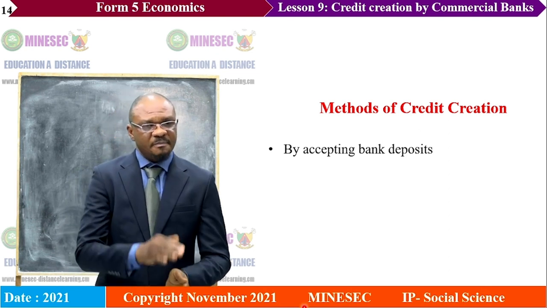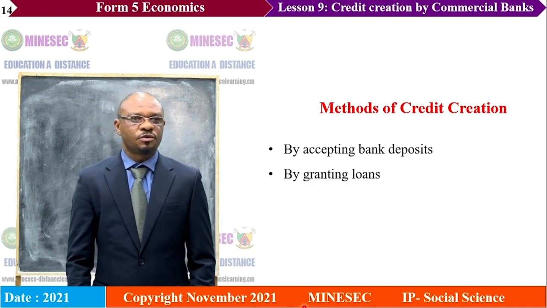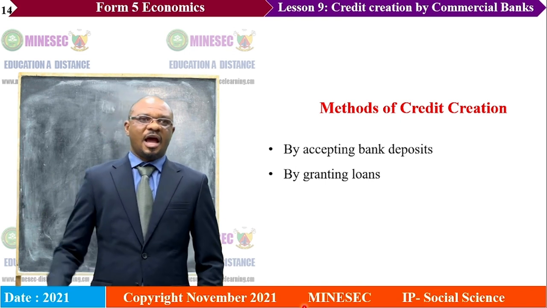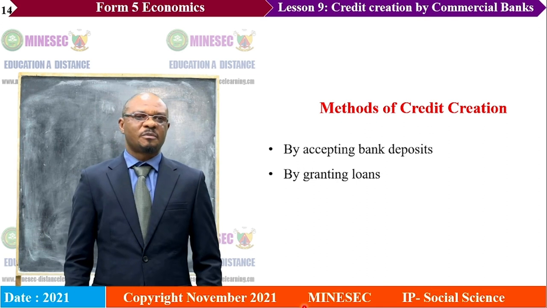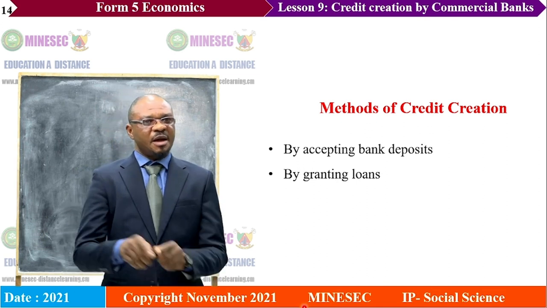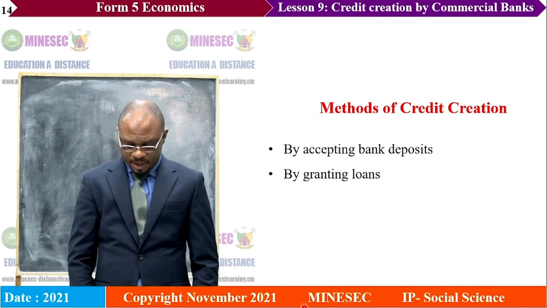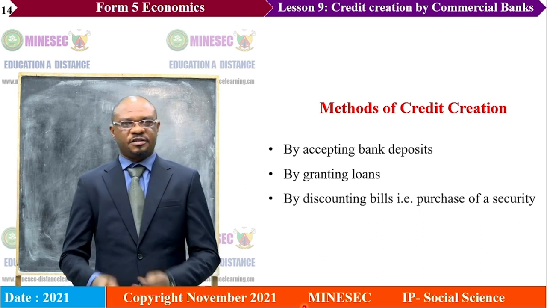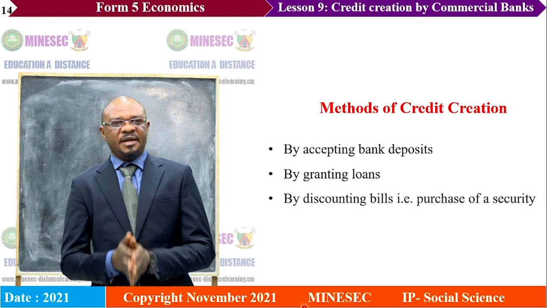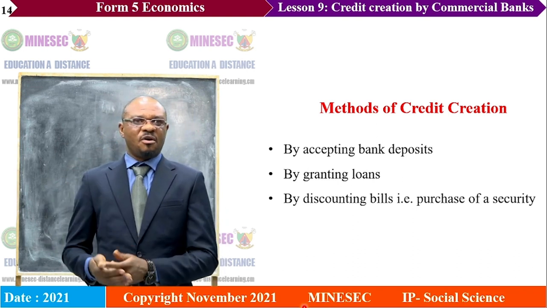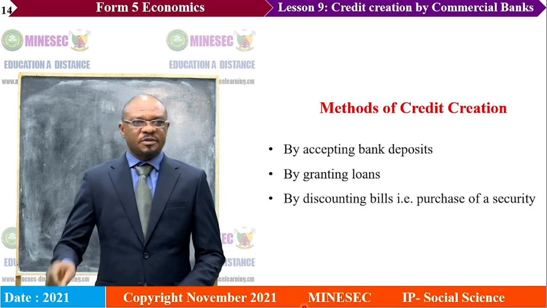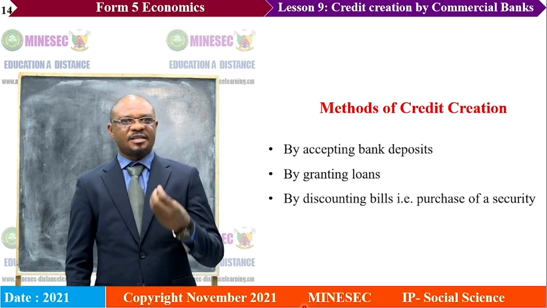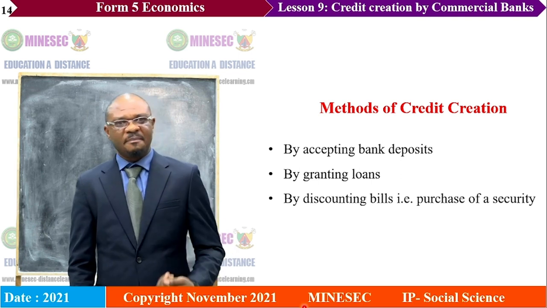Already, when a customer deposits money, bank deposit increases. Secondly, by granting loans. When a bank approves a loan for a customer, it opens an account in the name of the customer and then deposits the loan amount in that account, from which the customer can withdraw using a cheque. So by depositing that money in that account, bank deposit has increased. And thirdly, banks create credit by discounting bills, that is the purchase of securities. When a bank discounts a bill, it opens an account in the name of the customer who sold the bill, and then deposits money in that account, and that way bank deposit increases. So again, banks create credit by means of accepting bank deposits, by means of granting loans, and by means of discounting bills.